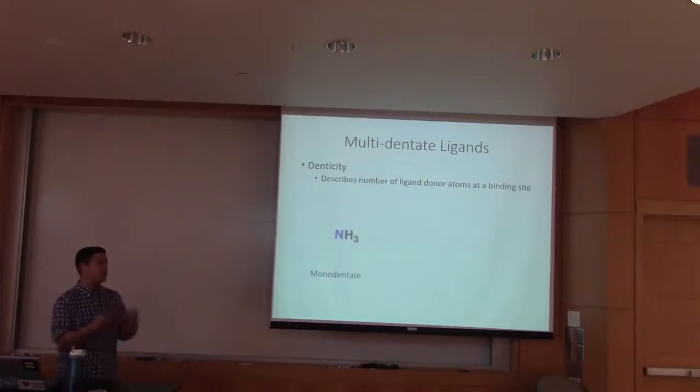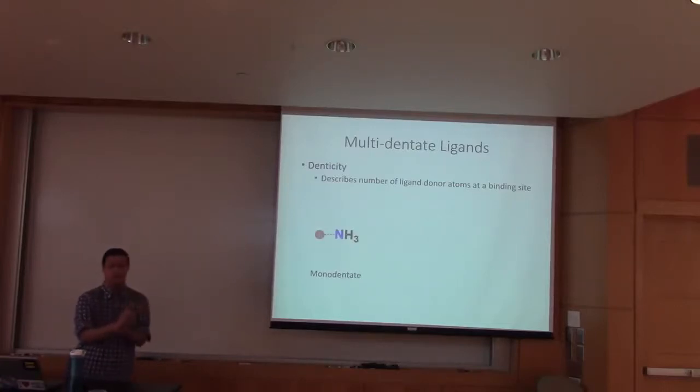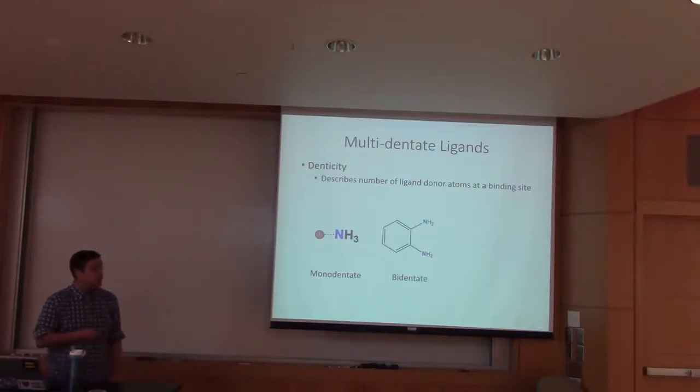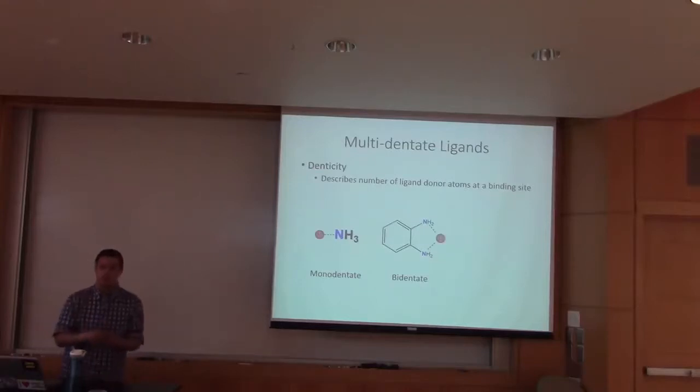So you can have something that's monodentate, like we were talking about on the last slide, where there's just the one nitrogen atom right here that can grab onto that metal. And there's just the one that grabs on right there. Now you can have something that's bidentate, like this diaminobenzene, where you've got two nitrogen atoms that bind onto the same metal.